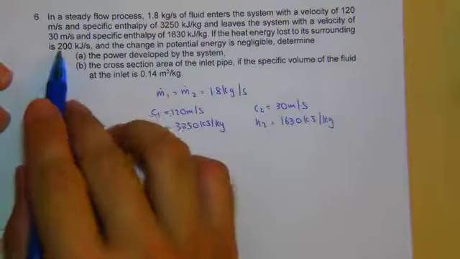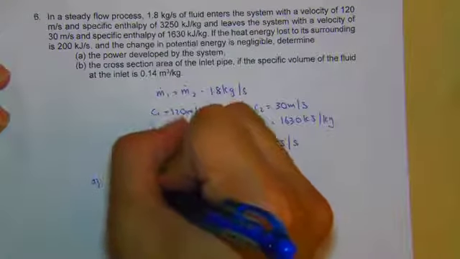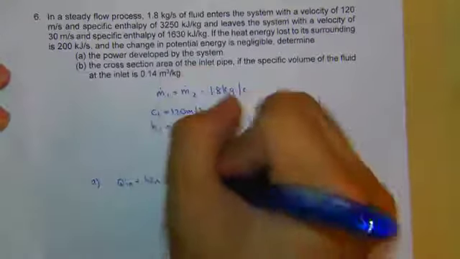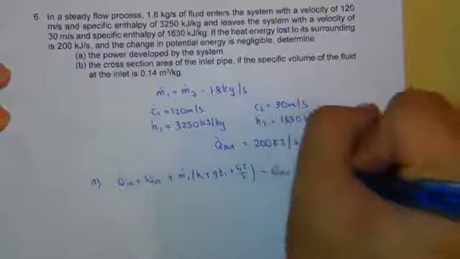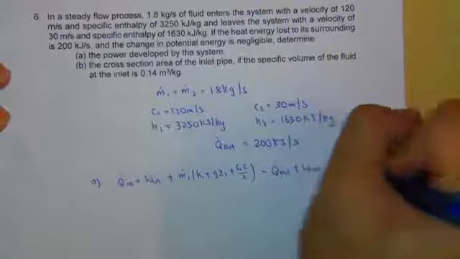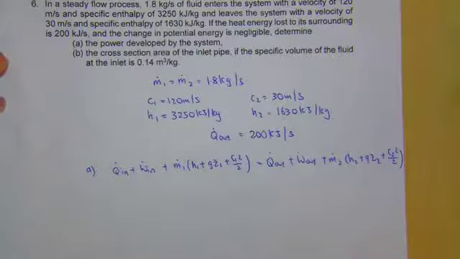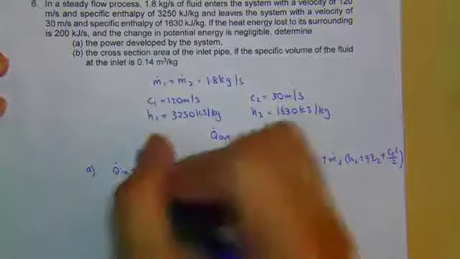Okay, so same old thing. Write down our flow equation. Q dot in plus W dot in plus m dot 1 (H1 plus GZ1 plus C1 squared over 2) is equal to Q dot out plus W dot out plus m dot 2 (H2 plus GZ2 plus C2 squared over 2). So we cancel the unnecessary terms again. Q dot in, we don't have; W dot in, we don't have. Potential is also negligible. That's it, we are ready to plug in the values.